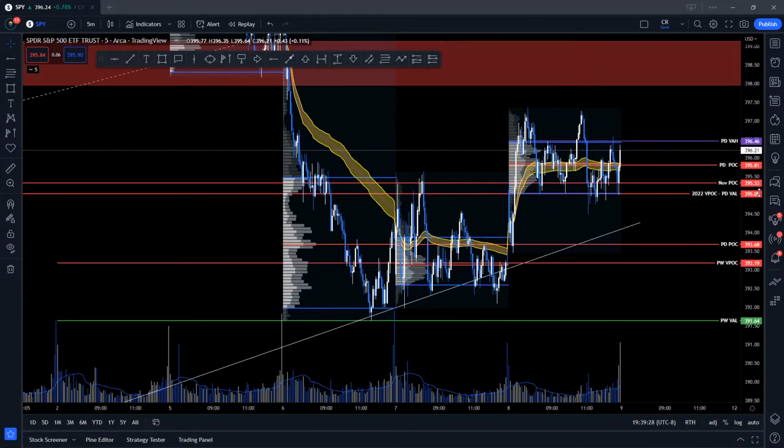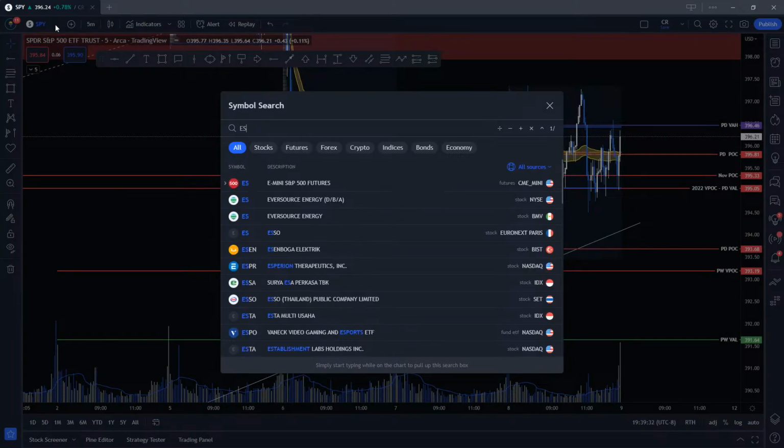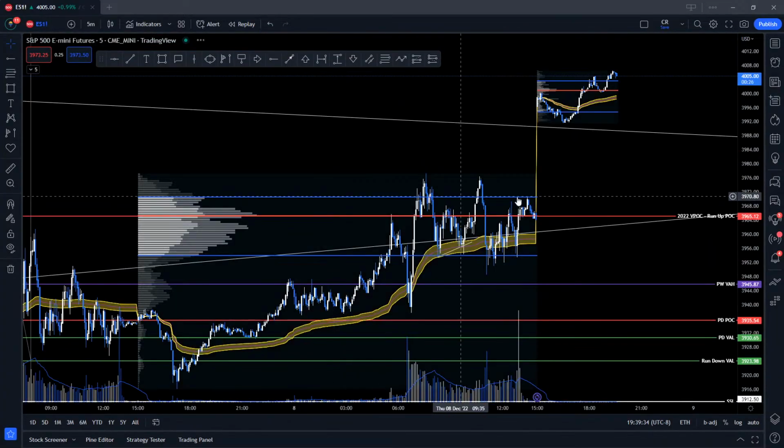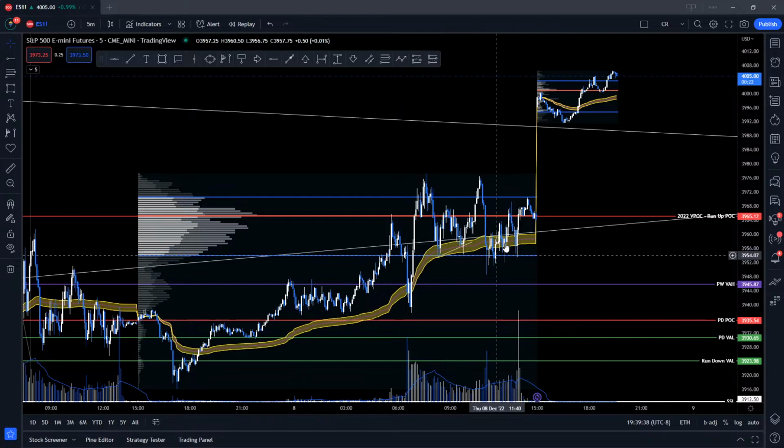So again, I don't know what to look at on ES for tomorrow. I'm really disappointed that Shorty didn't get back to me, but I don't know how to handle this gap. I really don't. I don't know what to do.